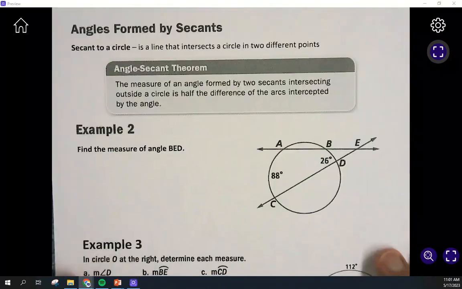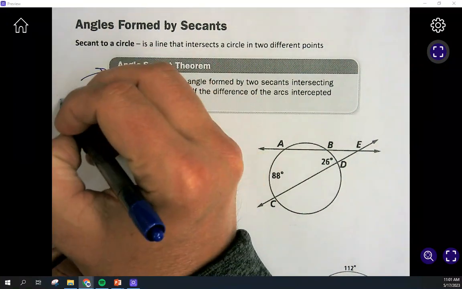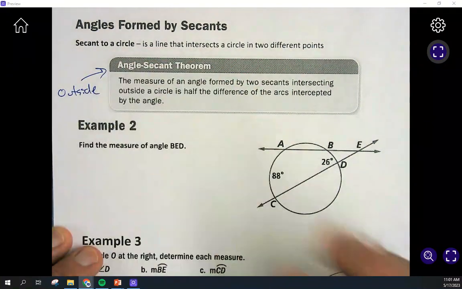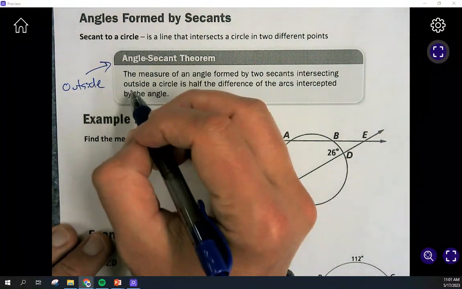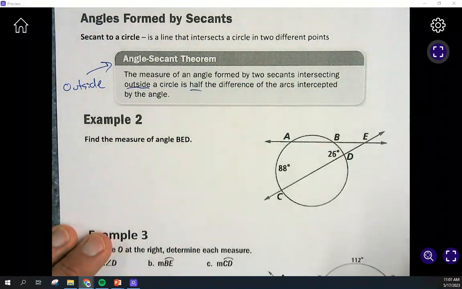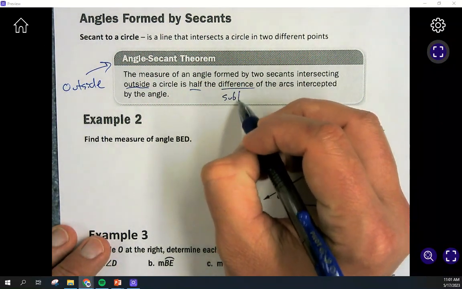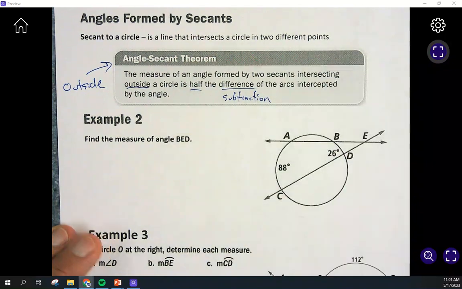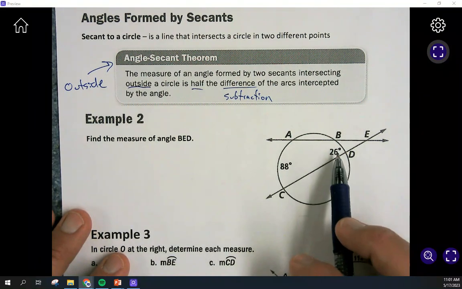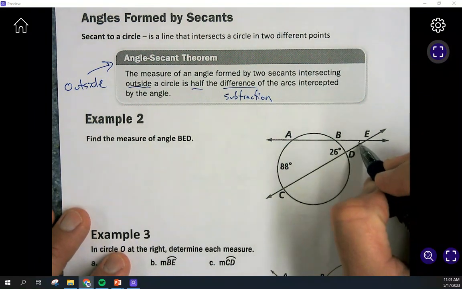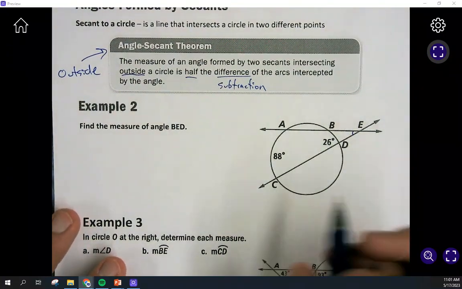We're going to flip to the back, and we're going to look at what happens when they intersect on the outside of a circle. So this is your outside theorem. The measure of an angle formed by two secants intersecting outside of a circle is half the difference. So half, again, same formula, but now difference means subtraction. So the other side was half the sum of the two arcs. Now it's half the difference. So we're going to subtract those two numbers, take half, and that's how we get this angle right here. So we'll go back to the other side and fix our notes up a little bit. But let's do this problem first.